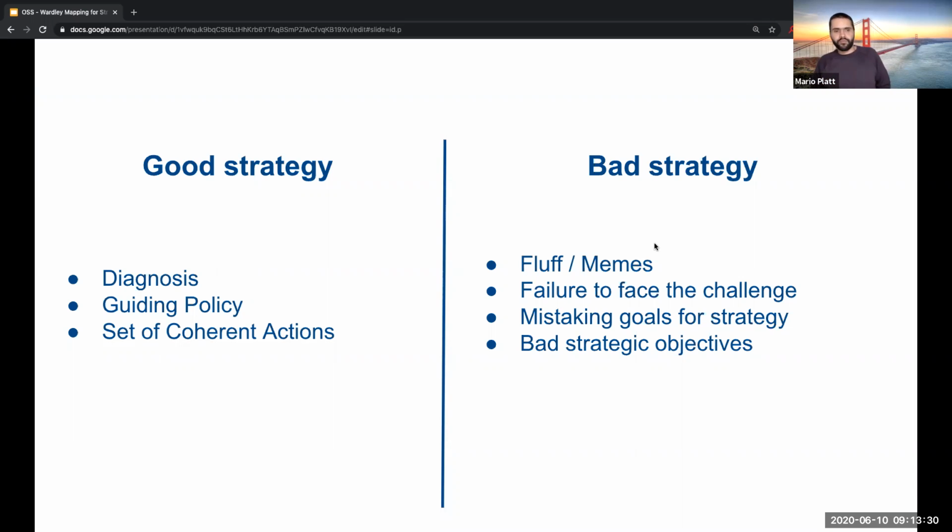And then we have what he calls bad strategy. So bad strategy is about fluff and memes, right? So it's about looking at Gartner Magic Quadrants for your situational awareness instead of doing the hard work of understanding your current organization and how it works. It's choosing, for instance, a source transformation because that's a new thing that the analysts are saying that we should be focusing on.